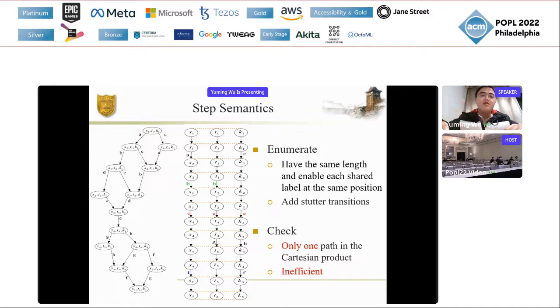And it will be inefficient if we check through the step semantics.